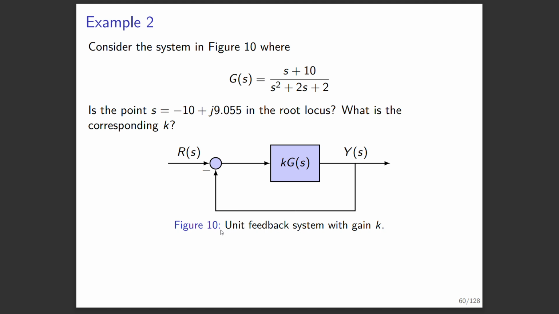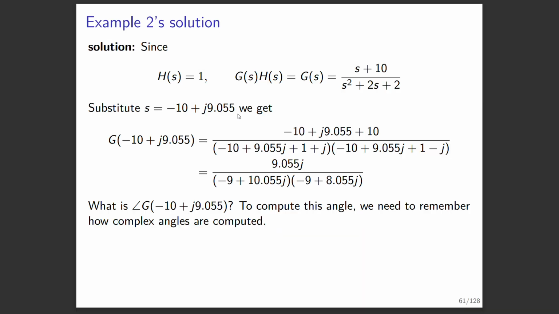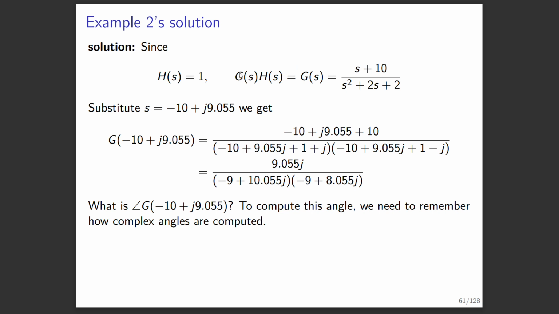Let's see an example. I'm given this G here, I don't have k, and I'm being asked, is the point s equals to -10 plus j9.055 in the root locus? For what value of k? Okay, so I'm given G and I have H here is 1 and I have negative feedback.